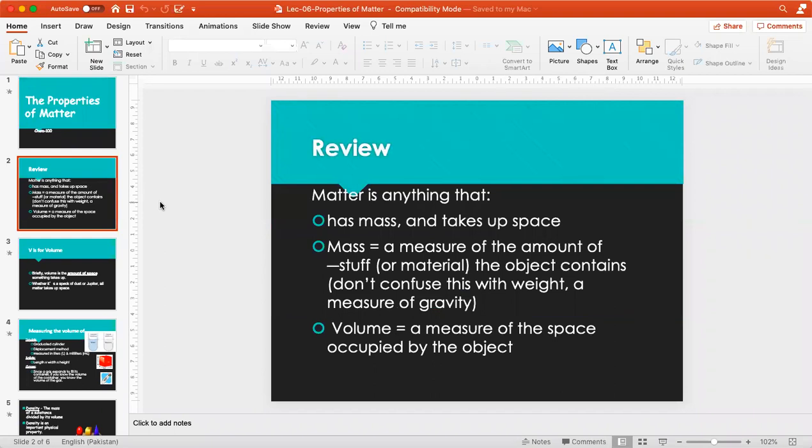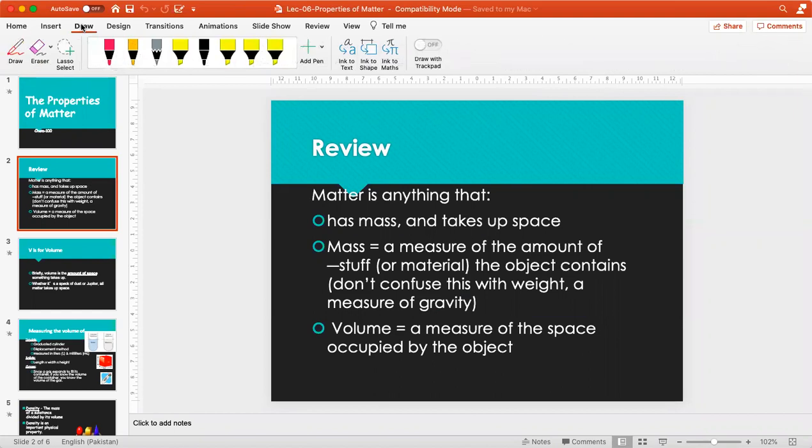Matter is anything that has mass and takes up space. Now, what is mass? Mass is actually a measure of the amount of stuff or material the object contains. Now, you have to be very careful that you cannot confuse it with weight, because weight is something which measures the gravity. So, a measure of the amount of stuff the object contains.